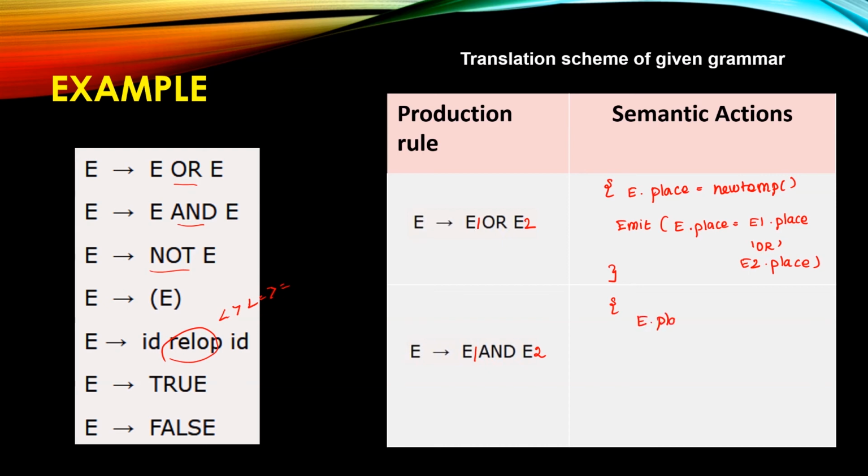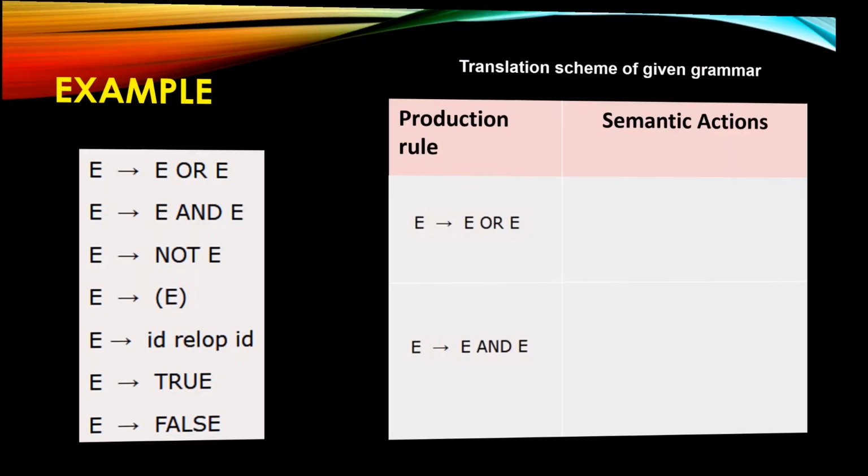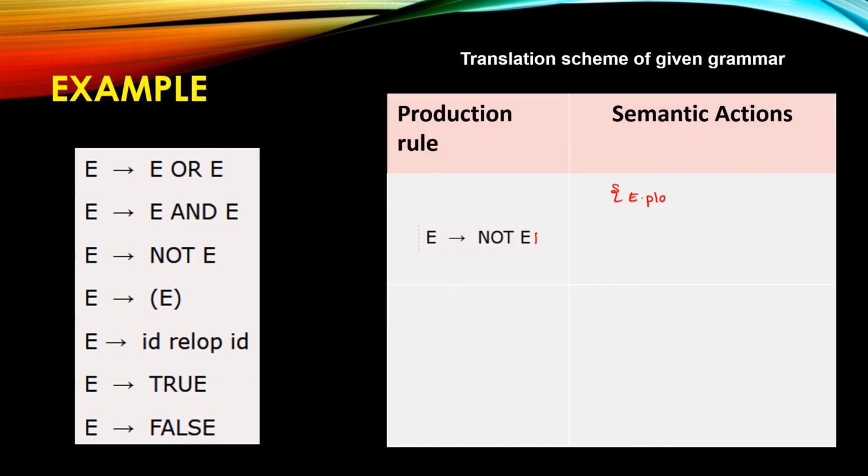So this is similar in semantic action. E.place is equal to newtemp, you have to generate the new temporary variable, then you have to use the emit function, which generates a 3 address code. So emit E.place equal to E1.place, and the operator used is and, E2.place. Now for the next production, E gives not E1. This is also similar to that. First you have to generate a new temporary variable.